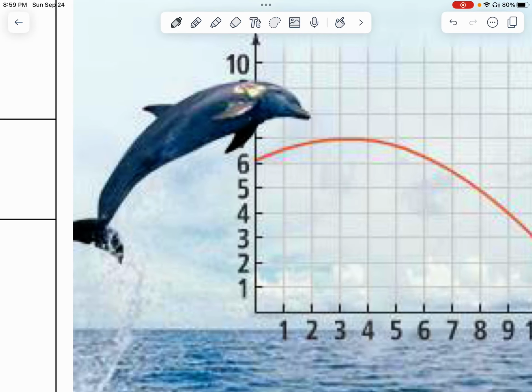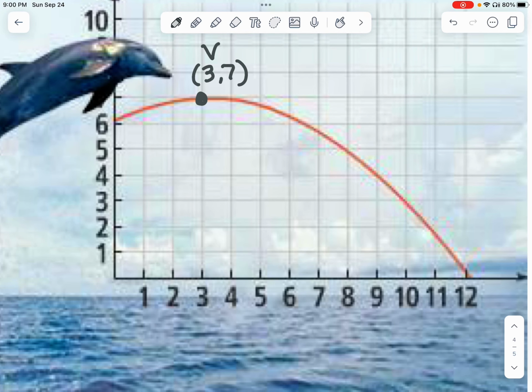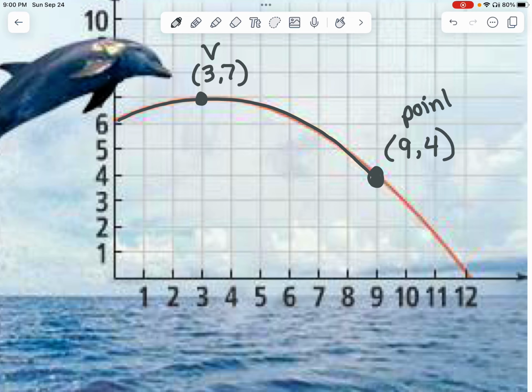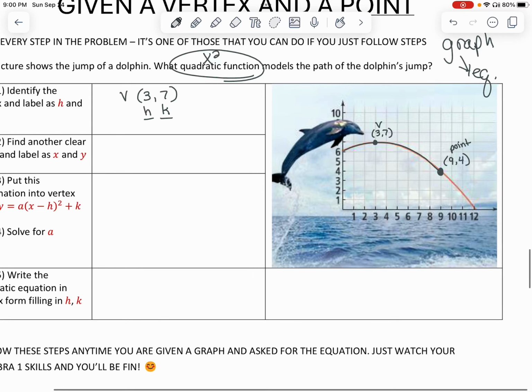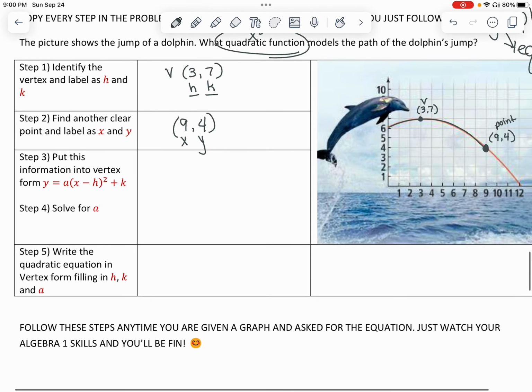Find another clear point and label that as x and y. So another really clear-cut point on this parabolic path, I think, happens right here. See how it comes through the grid lines perfectly? That happens at 9, 4, not 4, 9. So this is just another point. You would do this whether it's a word problem or not, okay? So my other point is 9, 4, and I'm going to use x and y to represent those, not h and k, because they're not the vertex.